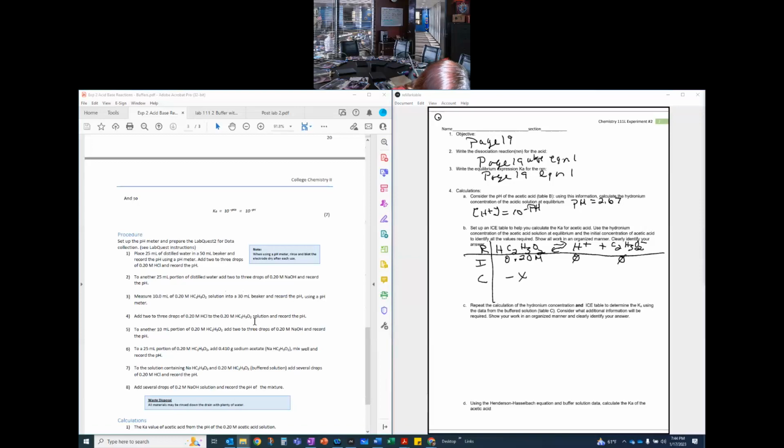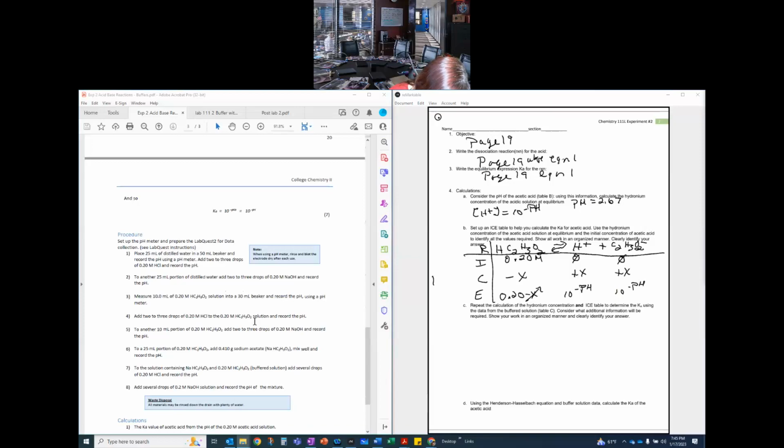I know that my change is negative X for the acetic acid, plus X and plus X for the H plus and the acetate ion. And then my equilibrium is going to be 0.20 minus X. We ignore the X. The H plus is 10 to the negative pH, and your C2H3O2 minus is also 10 to the negative pH.